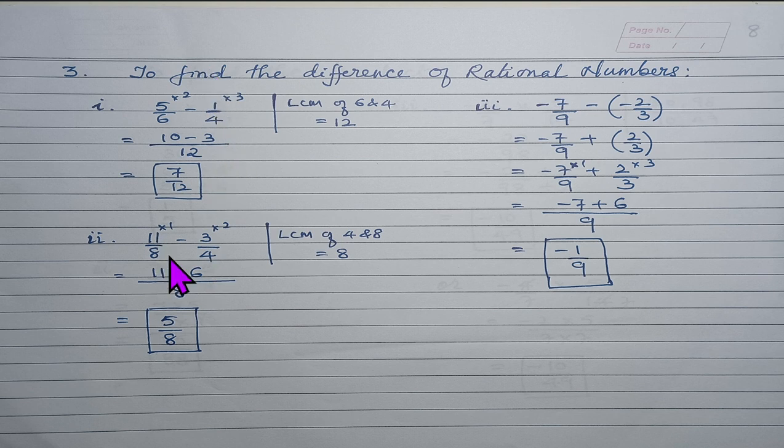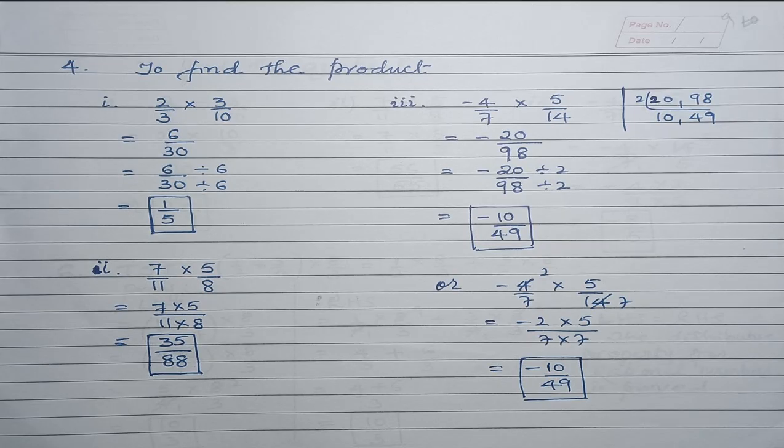Now similarly, 11 by 8 minus 3 by 4. The LCM is 8. Taking the LCM as 8, 8 ones are 8, 11 ones are 11, 4 twos are 8, 3 twos are 6. 11 minus 6 is 5 by 8, and that is again a rational number. Next, minus 7 by 9 minus of minus 2 by 3. Minus of minus becomes plus, so minus 7 by 9 plus 2 by 3. The LCM is 9. 9 ones are 9, minus 7 ones are minus 7, 3 threes are 9, 2 threes are 6. Minus 7 plus 6 is minus 1 by 9, and it's again a rational number. So that means the subtraction of two rational numbers is again a rational number.